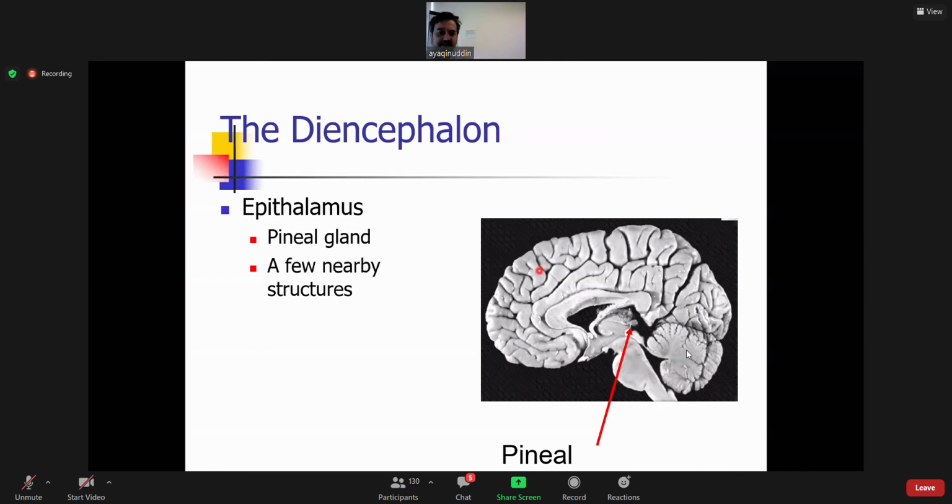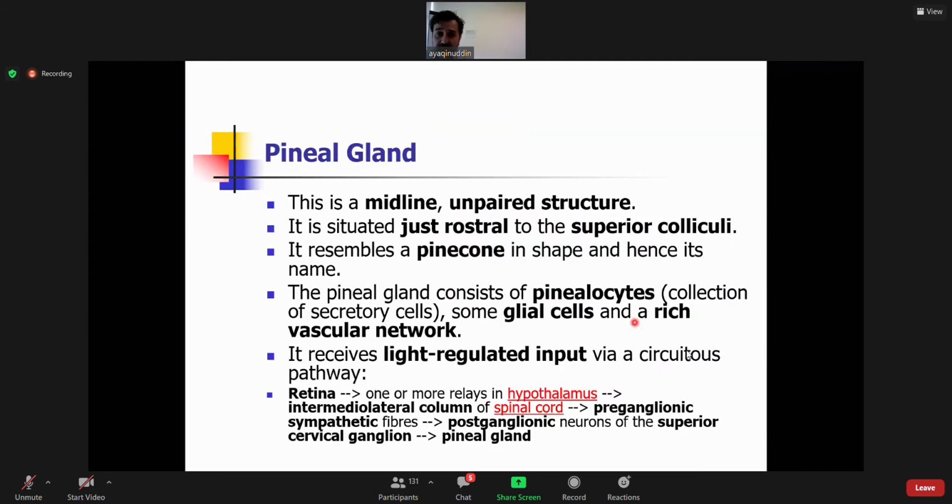We'll start our discussion with the epithalamus, which constitutes the pineal gland here. This cone-shaped gland is the pineal gland, and some nearby gray matter structures are also included in the epithalamus. The pineal gland is a midline unpaired structure, just rostral to the superior colliculus of the midbrain. It resembles a pine cone in shape, hence its name. It consists of pinealocytes, which are secretory cells, and some glial cells, rich in vascular network, and it is also connected with the pathway which is responsible for vision.